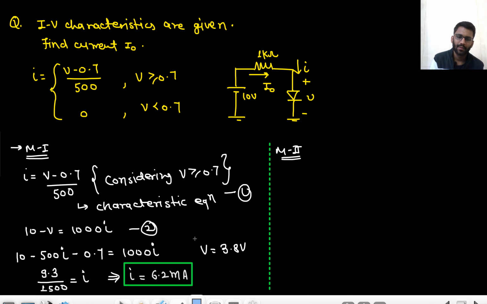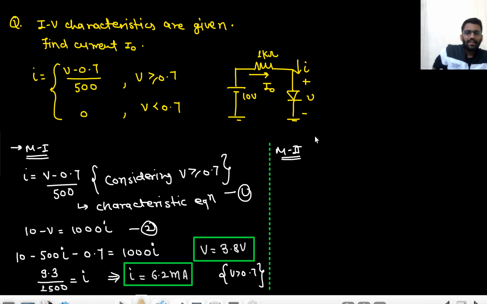3.8 volt. This is the value of V you are getting, which is greater than 0.7 only. So your initial assumption is correct. Now people will get a doubt that V has to be 0.7. Now you will say that V has to be 0.7 because if the diode turns on, I can see that cut-in voltage is 0.7 volt here. So it has to be 0.7. Is it so?